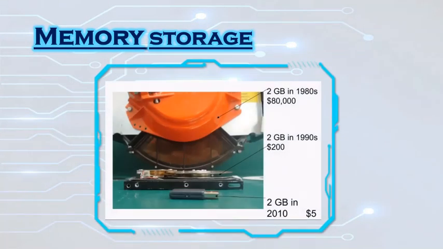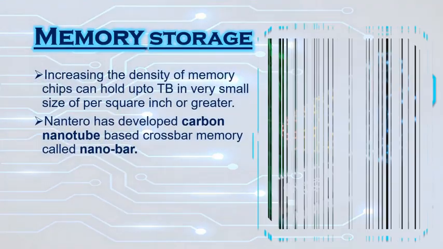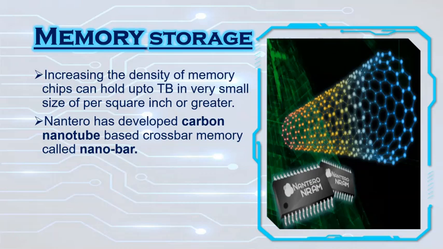Memory storage. Here we can see the evolution of memory storage devices, and we see the decrease in the size and the price, while the storage capability remains the same. So basically, increasing the density of memory chips can hold up to terabytes in a very small size per square inch or even greater. So Nantero company has developed carbon nanotube based crossbar memory called nanobar, or it's also called NRAM. It can store up to terabytes of memory in a size of a few nanometers.